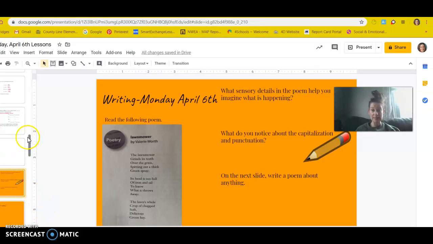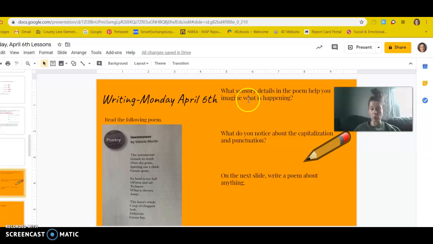For today's writing lesson, you're actually going to be watching this on the slide before. Once you're on this writing lesson where it says Writing Monday, April 6th, you're going to read this poem called Lawnmower by Valerie Worth. You're going to read the poem.